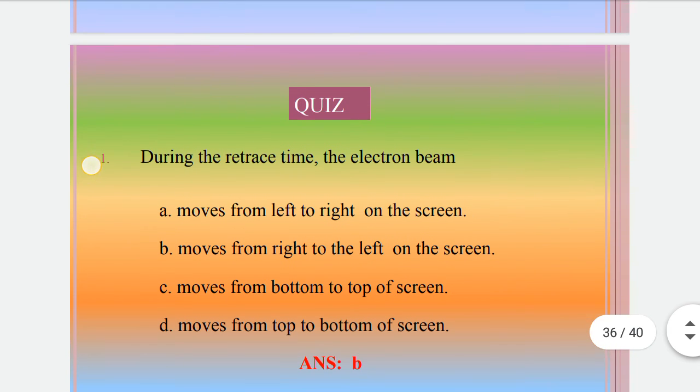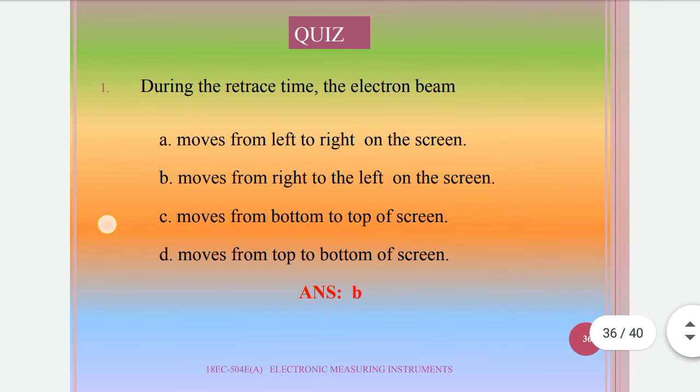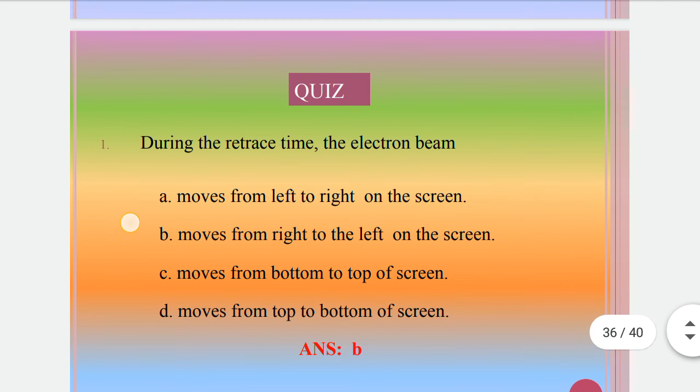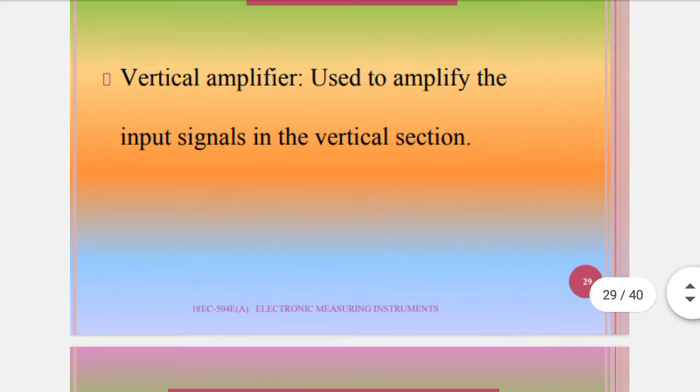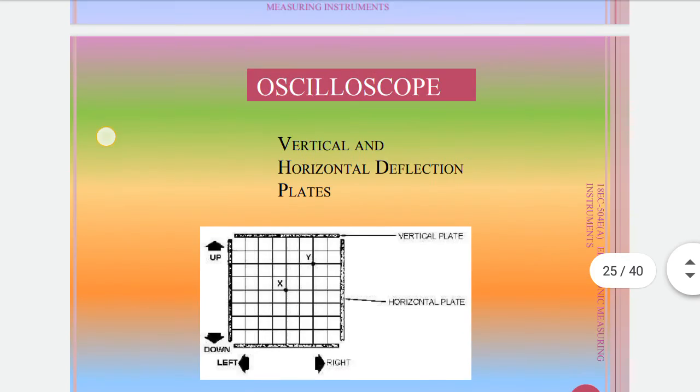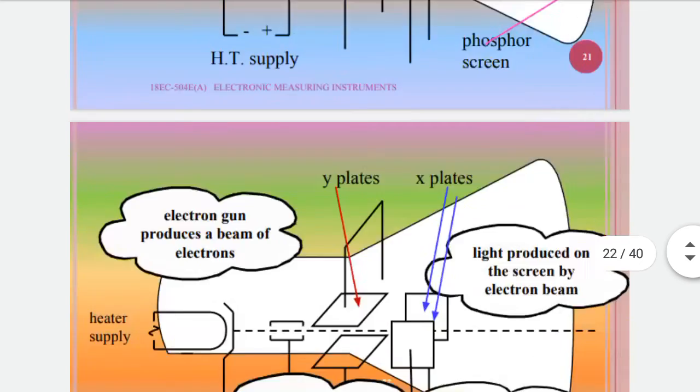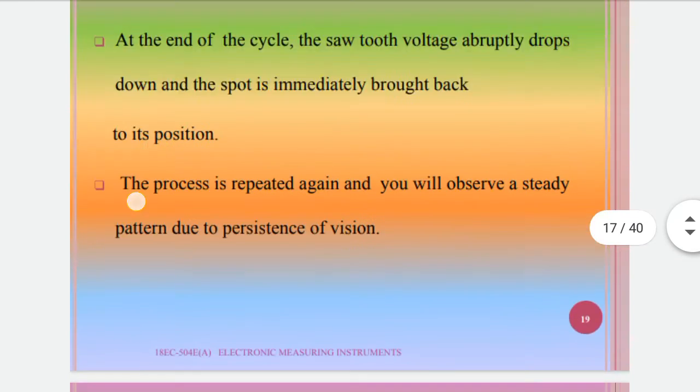Now coming to the quiz part. The first question is: during the retrace time, the electron beam, the options are: A, moves from left to right on the screen; B, moves from right to left on the screen; C, moves from bottom to top of the screen; and D, moves from top to bottom of the screen. If you refer to the figure, during the retrace time the electron beam moves from right to left on the screen. That is given in the figure.